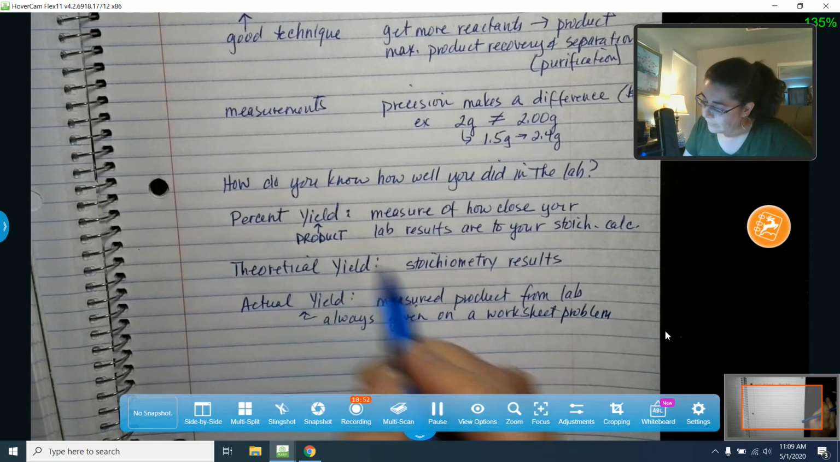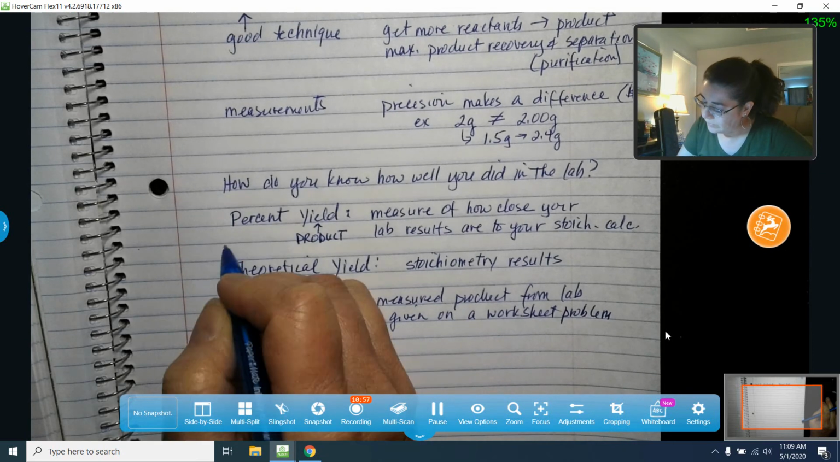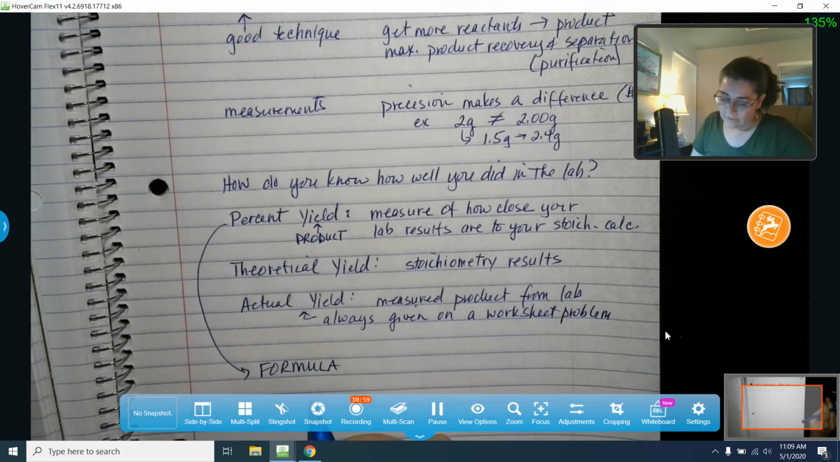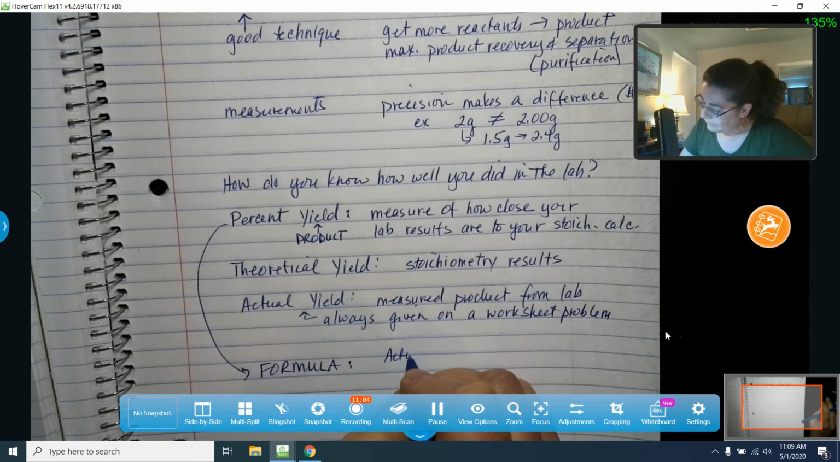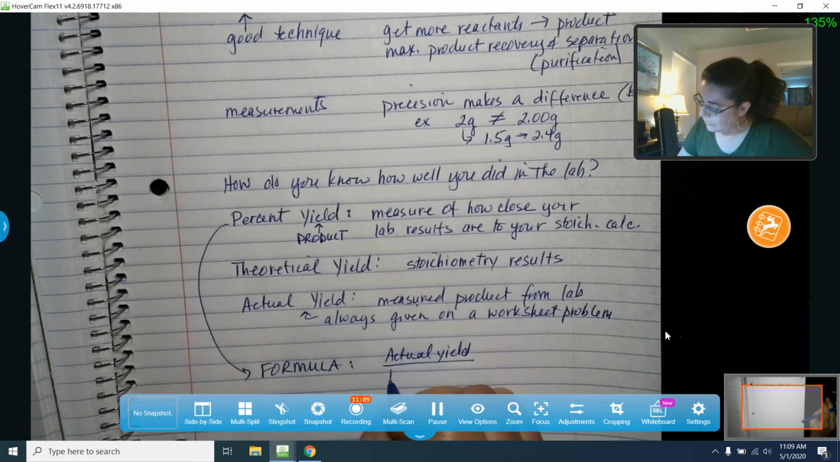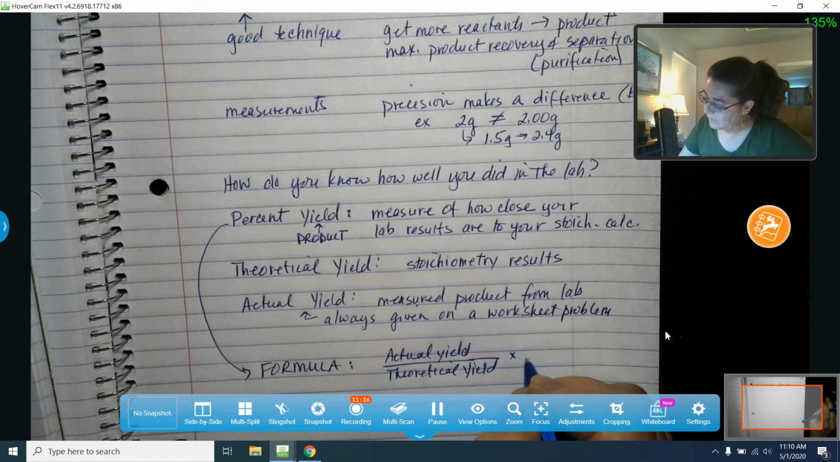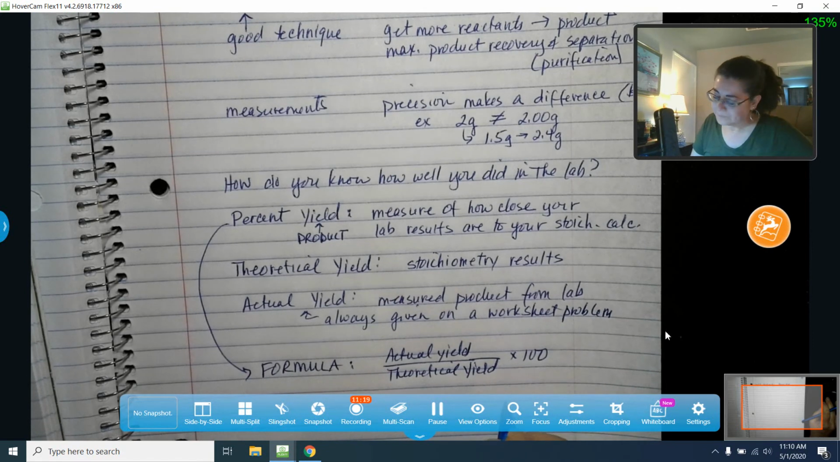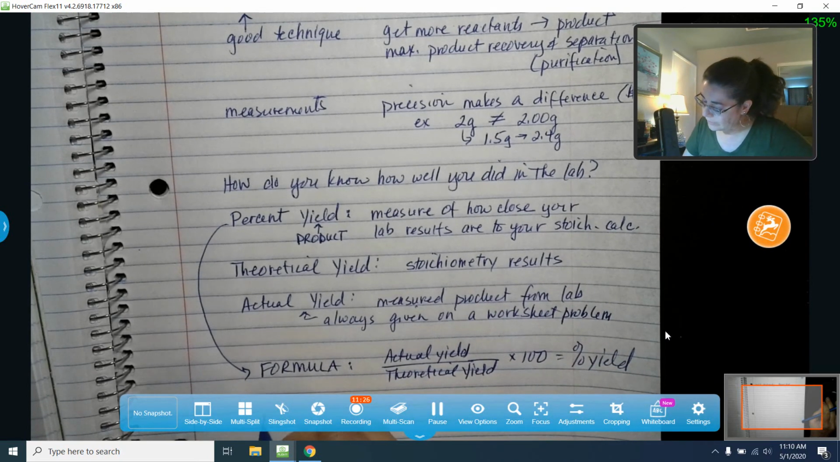Now to find percent yield, here is the formula. Remember, it's a number. The formula is, you're going to take your actual yield divided by your theoretical yield, times 100, because it's a percent. That's going to give you your percent yield.